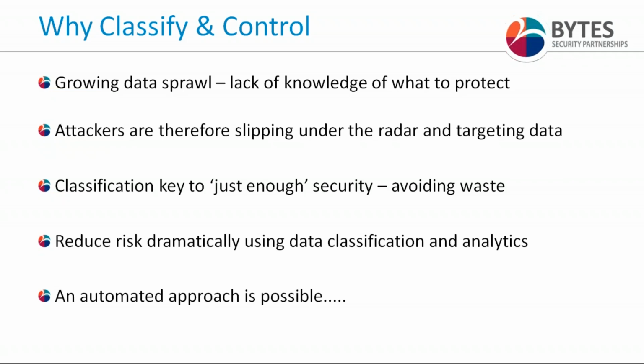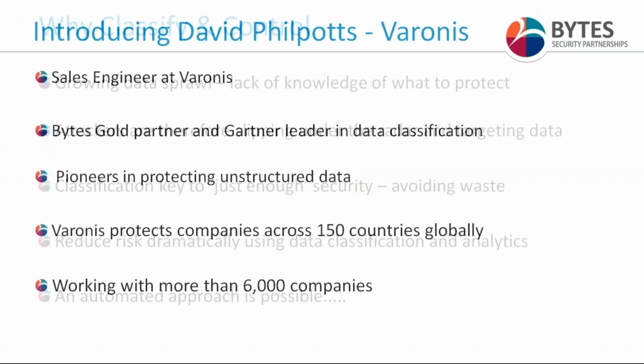Classification is really key to developing what we call just enough security. So rather than trying to secure everything and security teams having massive manual tasks to try and secure the whole set of their data across every channel, focusing security and focusing just enough security in the right areas is key to avoiding waste and reducing risk. And all of this is available, and you can take automated approaches to achieve it, therefore reducing a lot of the manual tasks and the manual overhead that you have within your security and infrastructure teams.